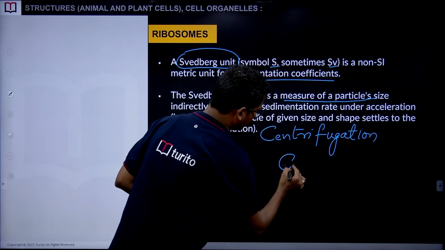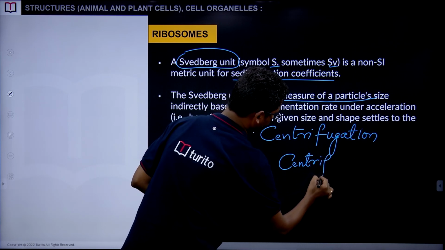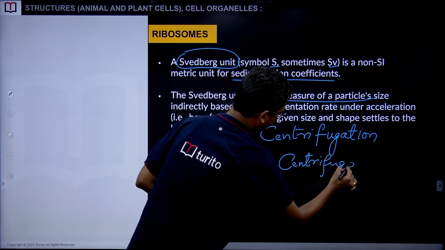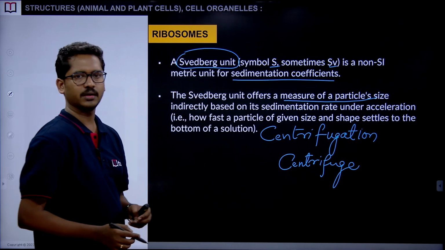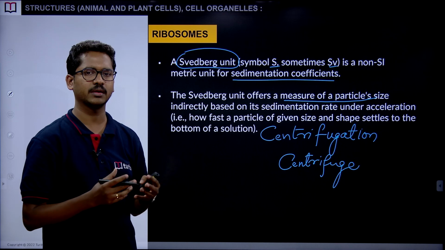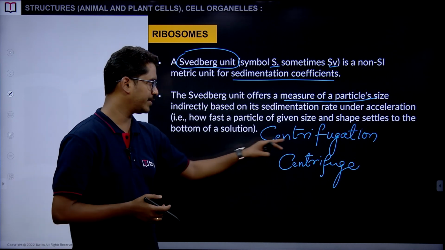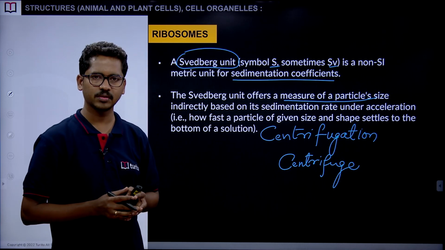It is done in a centrifuge. There are different types of centrifuges, sometimes electrical, mechanical, so there are electronics. So there are so many types. Okay, so centrifugation is a process.